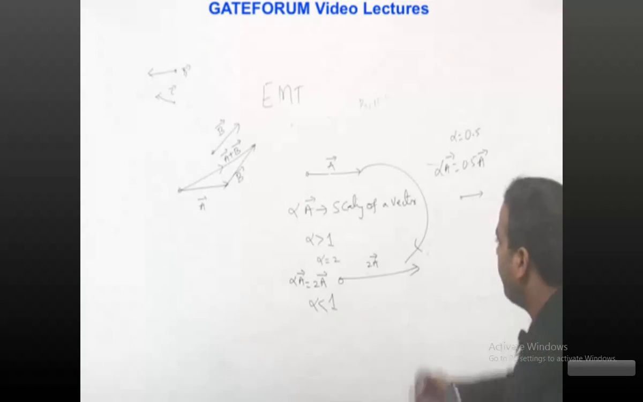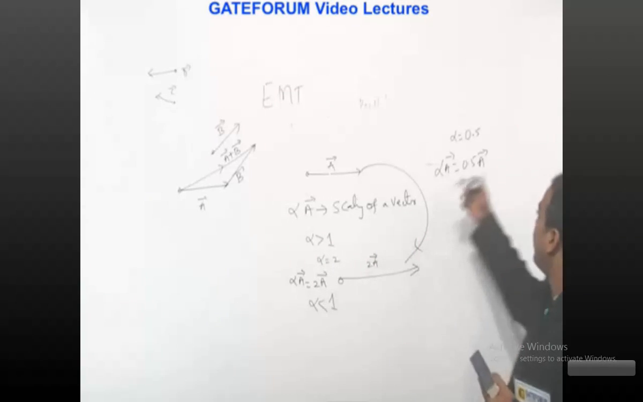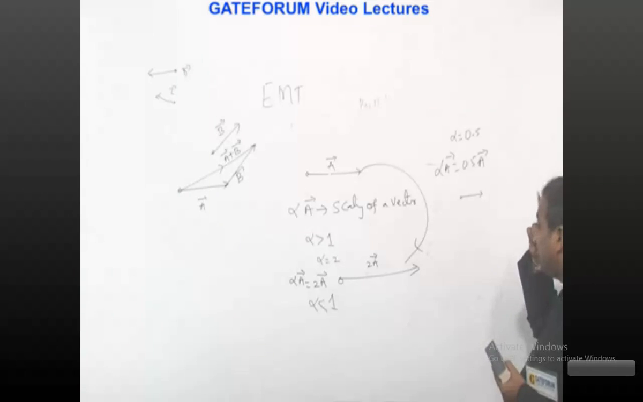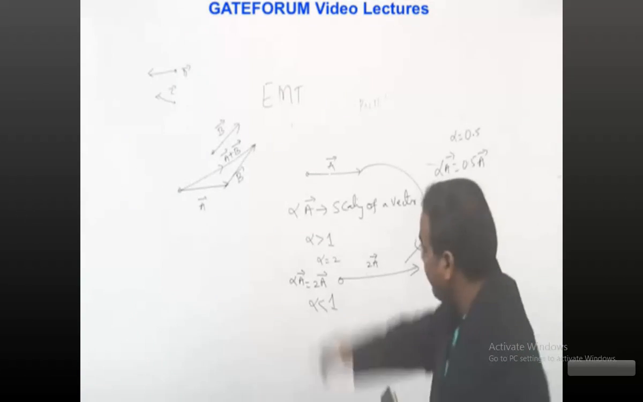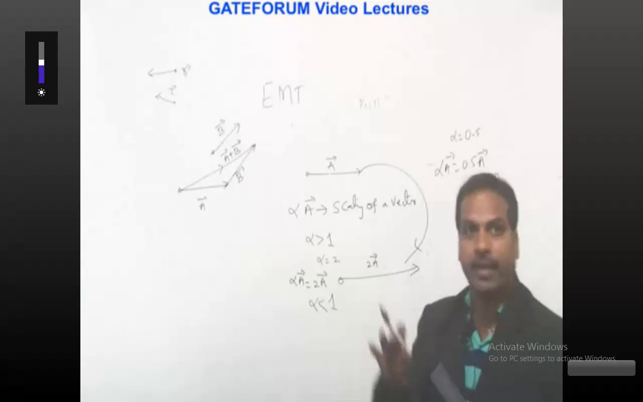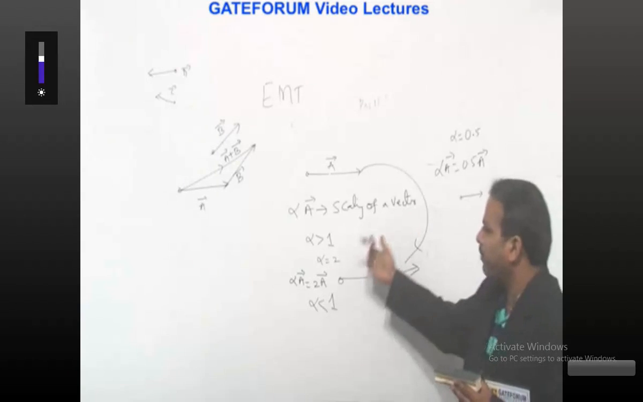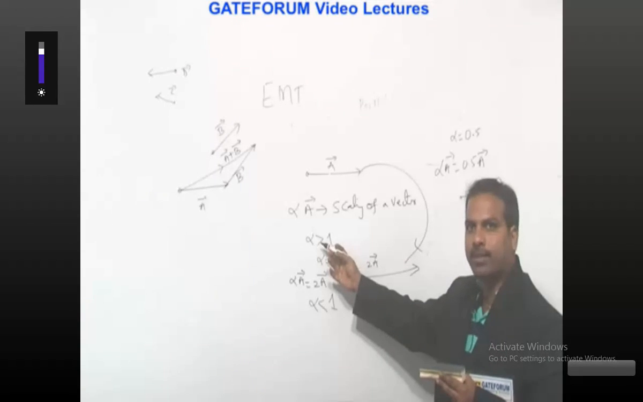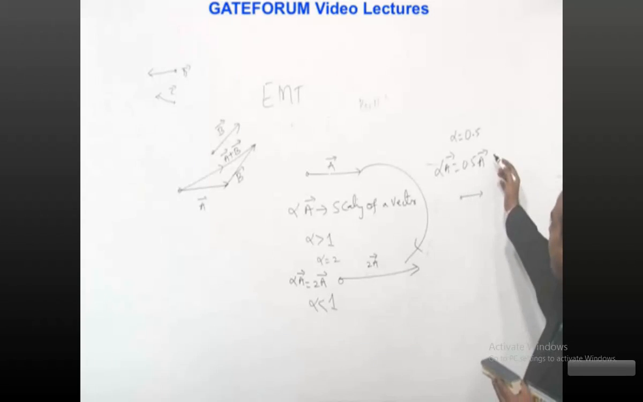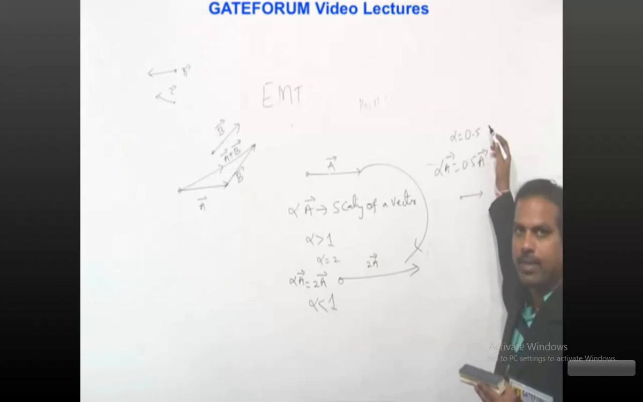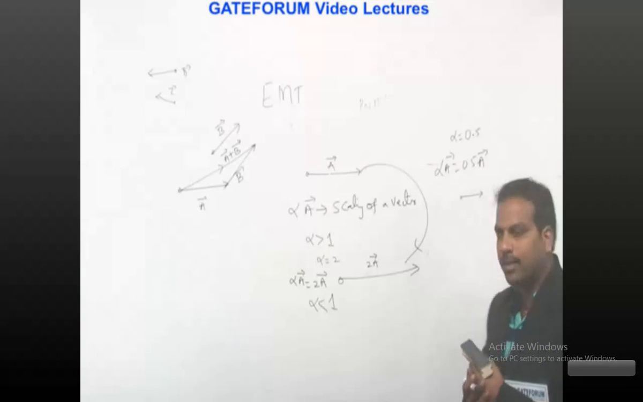So in both cases, when we scale by a factor greater than 1 or by a factor less than 1, I have taken both scaling factors as positive, not negative. What we can understand here is that when we multiply by a positive factor greater than 1, the magnitude will increase. And when we multiply by a positive factor less than 1, the magnitude gets decreased.